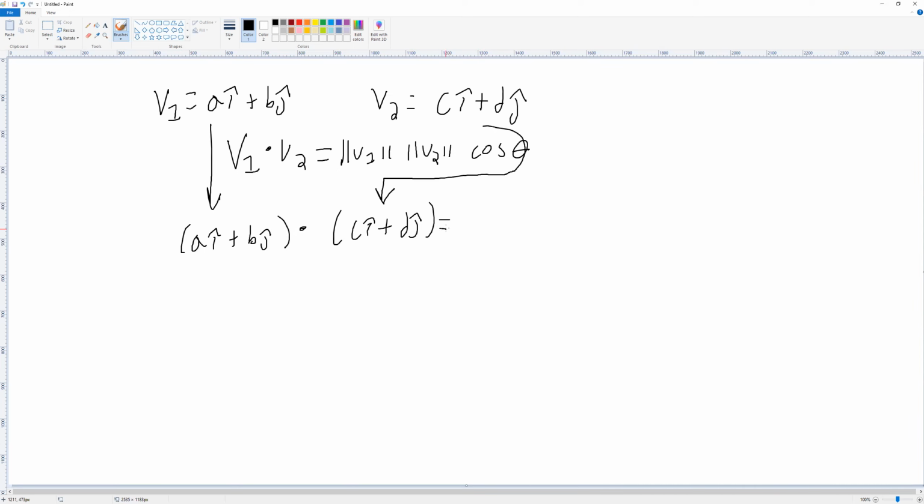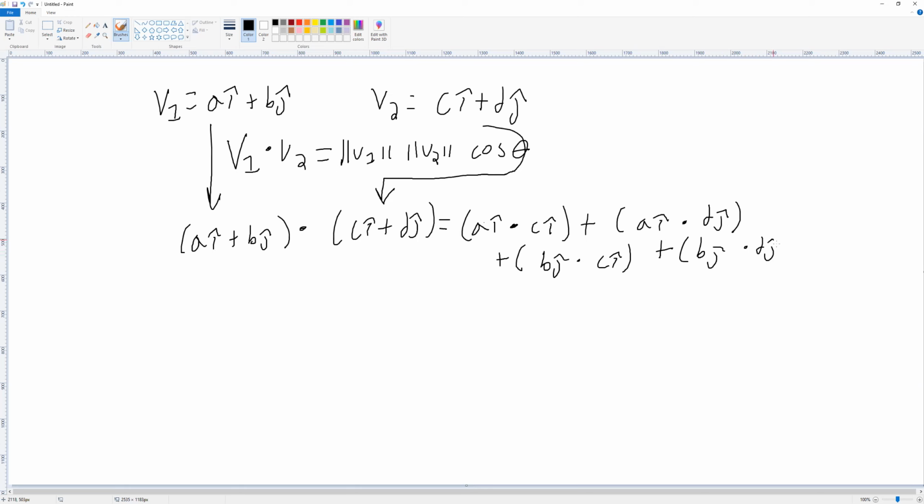So let's use the distributive property and so we get a i hat dot c i hat plus a i hat dot d j hat plus b j hat dot c i hat plus b j hat dot d j hat.